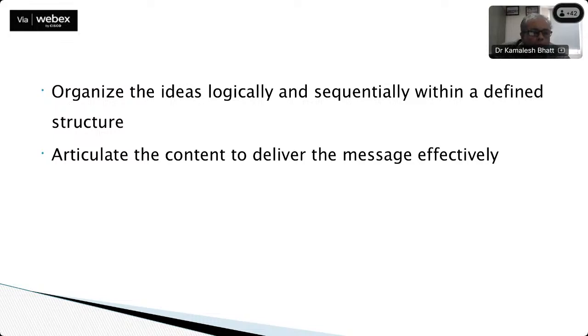Manuscript writing: this phase comes when you have completed your research, written down all the data, findings, discussion, everything, and then the last phase is to go for publication. For that, you have to organize your research ideas, what you have done, in a very logical and sequential manner, and articulate your content in such a way that you can deliver your message effectively.